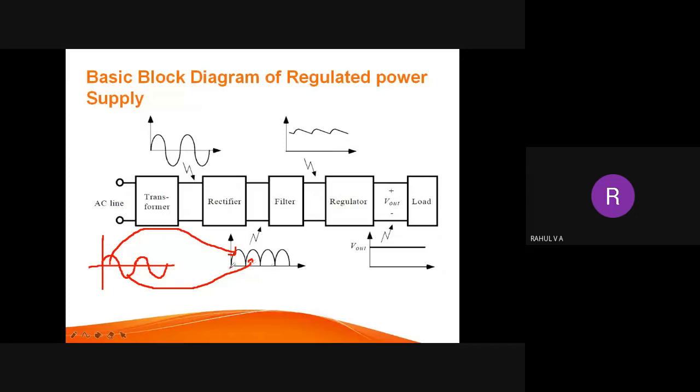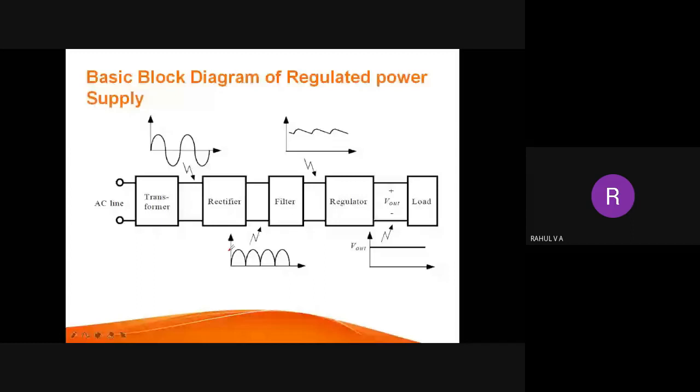So what will the rectifier do? Rectifier will convert AC, which is the output of transformer, into DC. And the output of rectifier is actually, as I said, not pure DC. It is a pulsating DC. We should remember that. Even though it is DC, it is not pure DC. It is a pulsating DC.